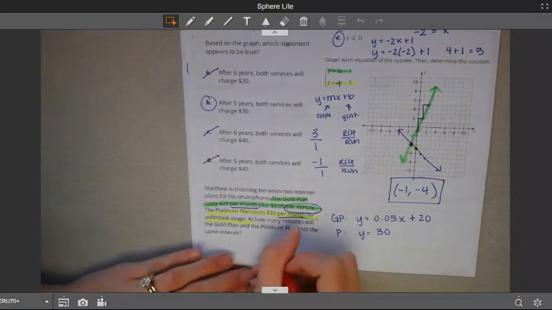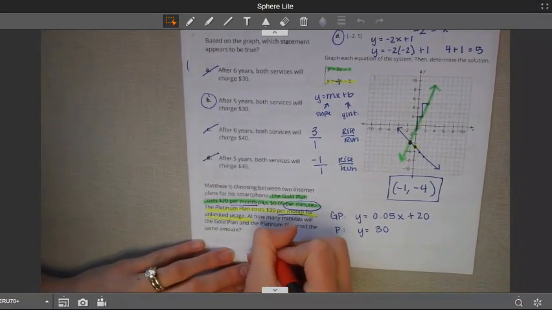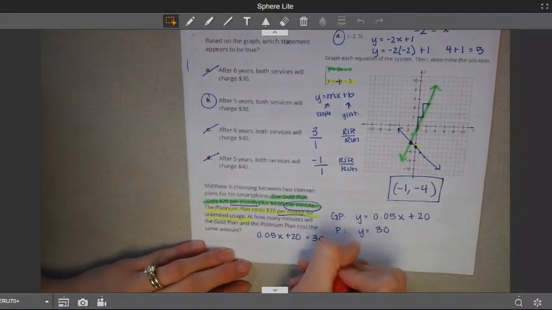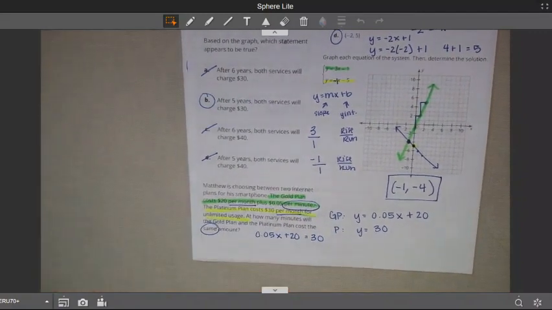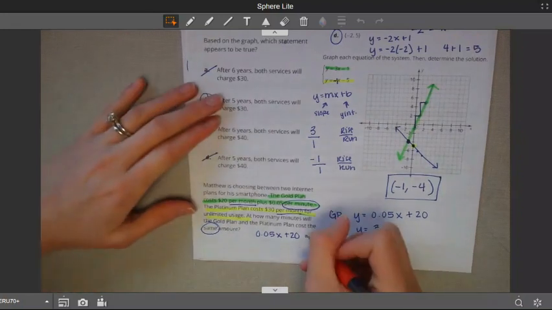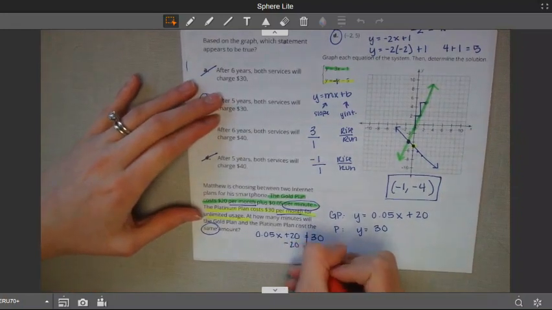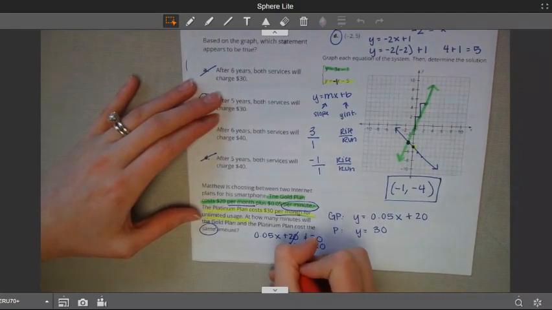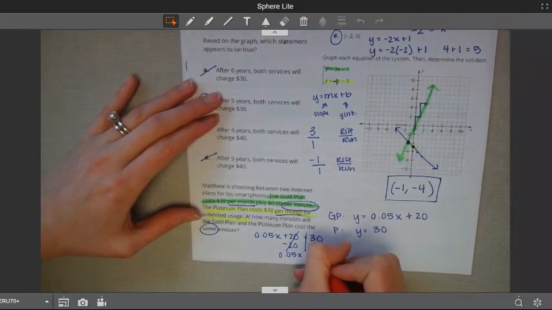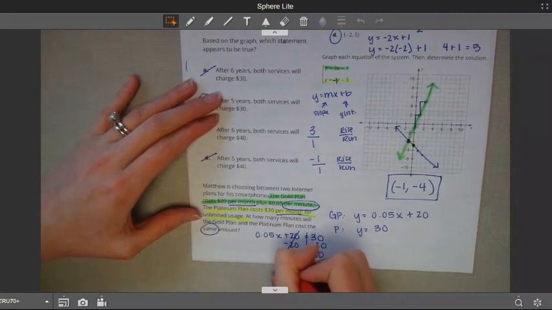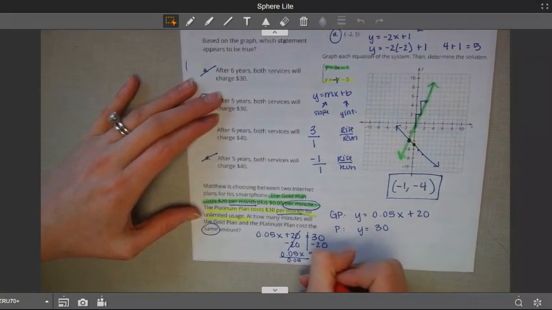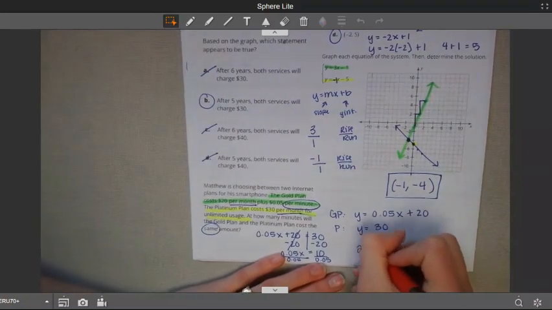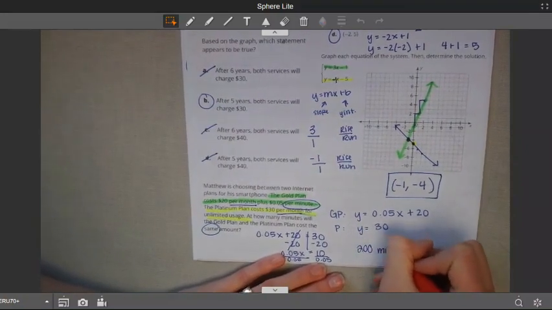So now to solve this, I'm going to set them equal to each other. I'm going to say 0.05x plus 20 is equal to 30 because I asked for the same. Anytime I ask for the same, I want you to set them equal to each other. I subtract 20 from both sides. Those go away. I'm left with 0.05x is equal to 10. Divide both sides by 0.05. And 10 divided by 0.05 is 200. So they will be the same after 200 minutes.